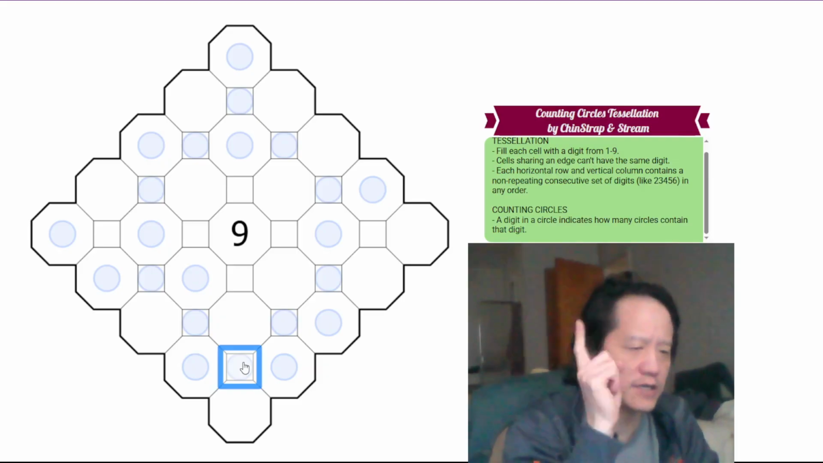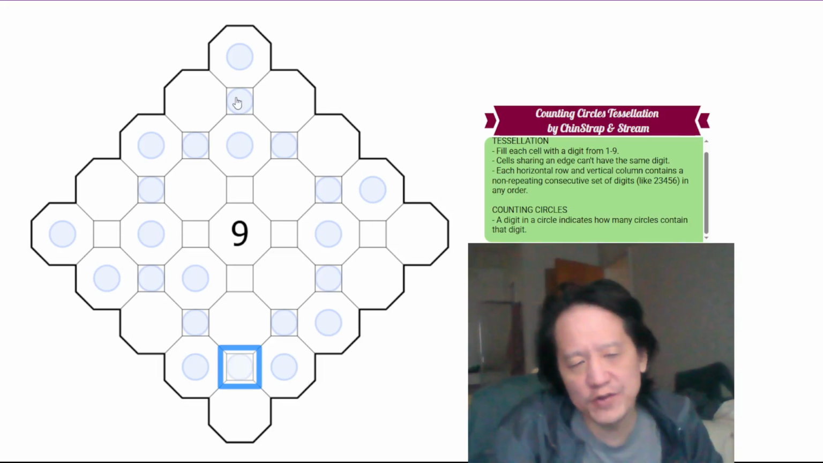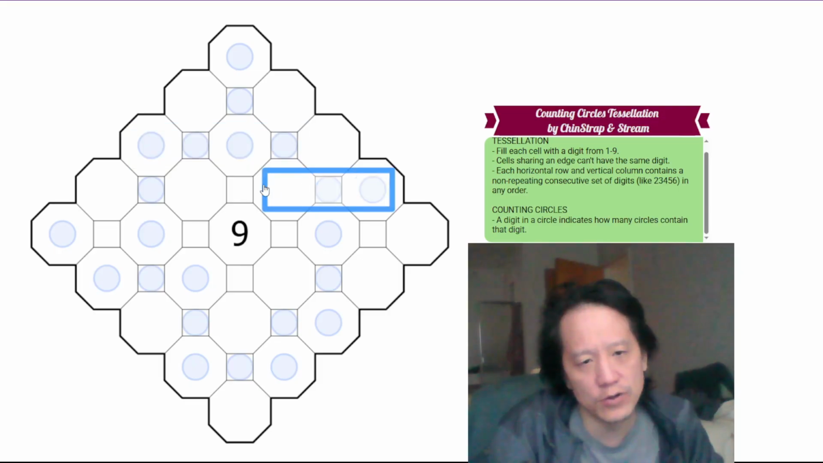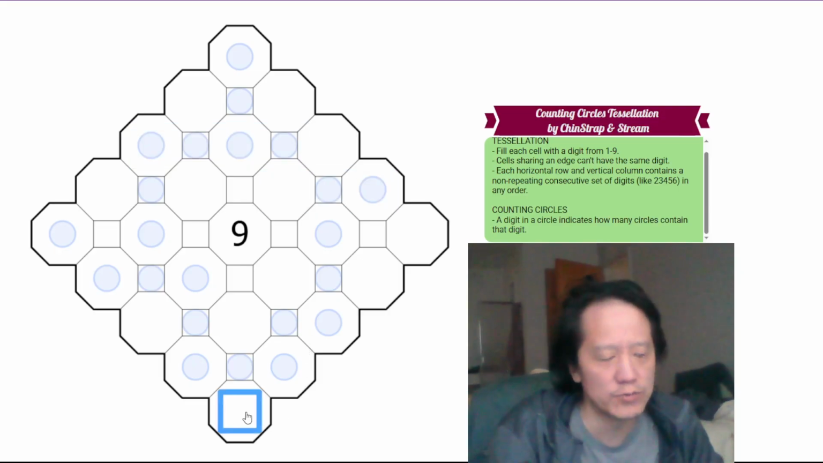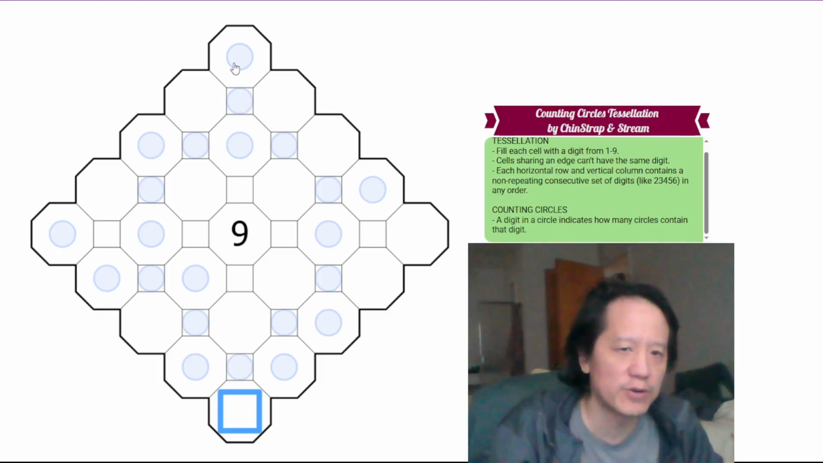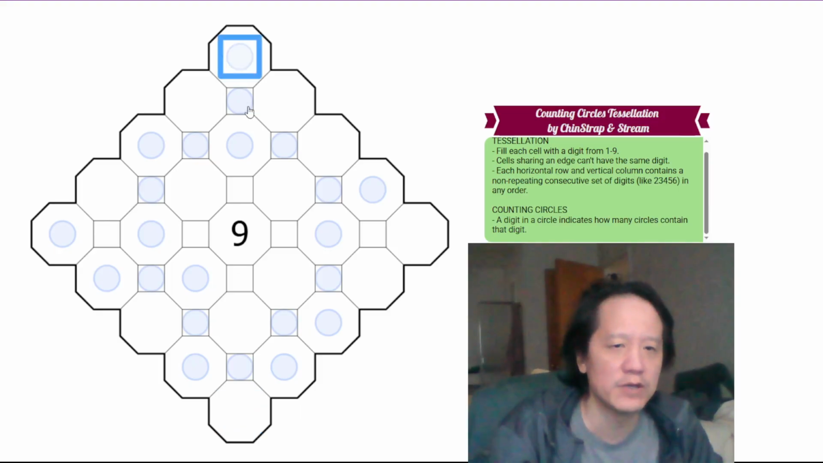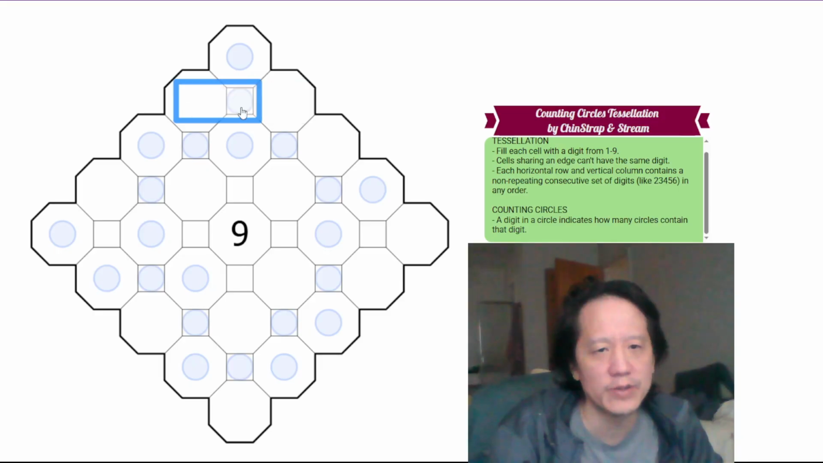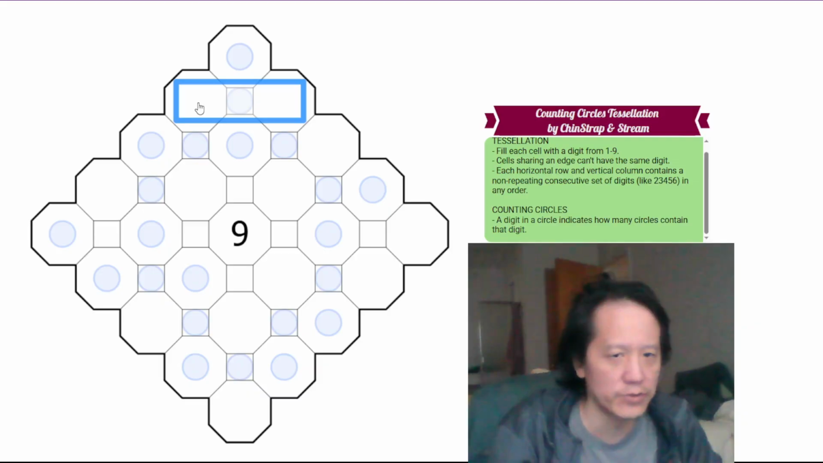Actually, no, we can't have an 8. If we have an 8, the problem is it would have to be in every row except one, and this would be the one that it would not be in. But the problem is that means 8 would have to be here, which means 8 could not be in this row at all. So 8 cannot be included in here.